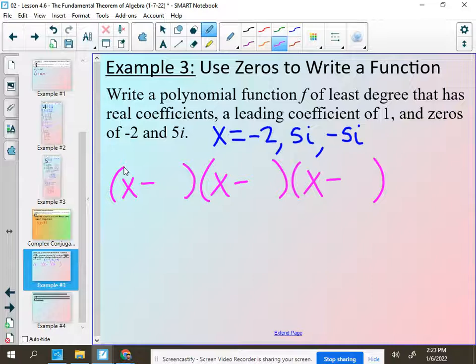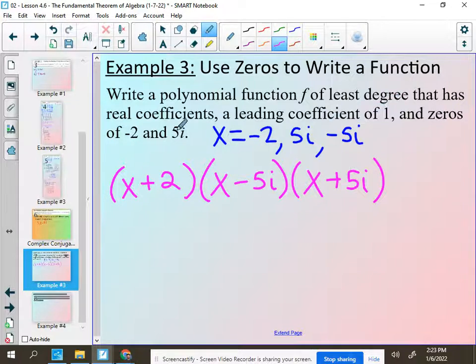Now, as each one of these goes in there, I might have to tweak the signs a little bit. x minus -2 really shows up as x plus 2. x minus 5i, okay, that's x minus 5i. And x minus -5i is going to show up as x plus 5i. Okay, so that's kind of the next step.